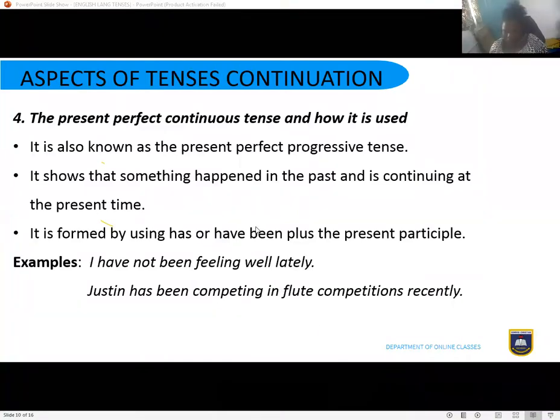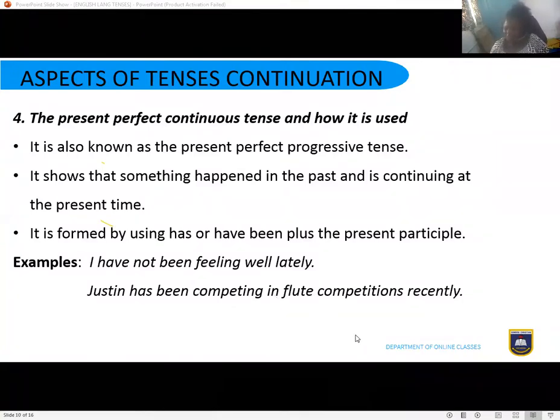Dennis, we are listening to you. Now, Dennis, this word is not "been", it's what? Been. Okay, now read the whole sentence for us. Justin has been competing in flute competitions recently. Very good. Now, what is the meaning of this sentence?